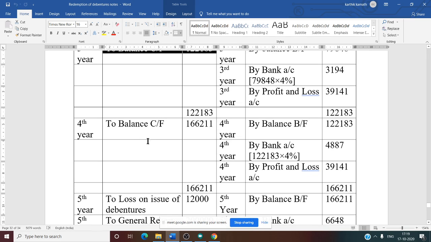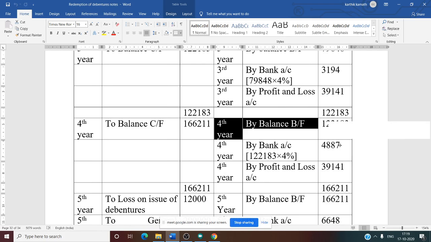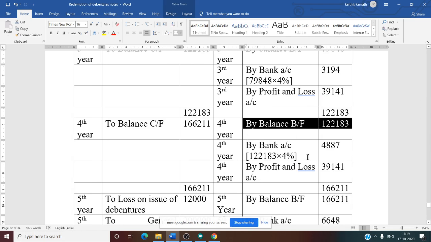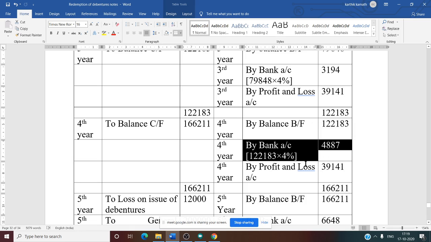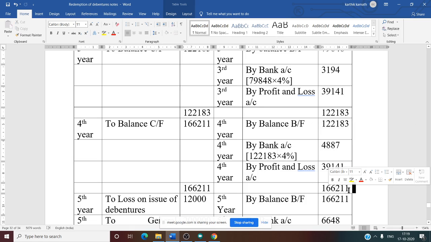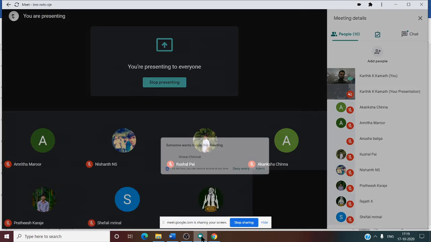Now we need to do the fourth year. Like this we are going to do till the fifth year. Fourth year opening balance is 1,22,183. Then the interest calculation, same thing on the opening balance of the fourth year. See, opening balance 1,22,183 into 4%, you will get 4,887. Profit and loss account is the same for every year. Total is 1,66,211. Close the fourth year. Very simple. The same repetitive entry we are going to do.